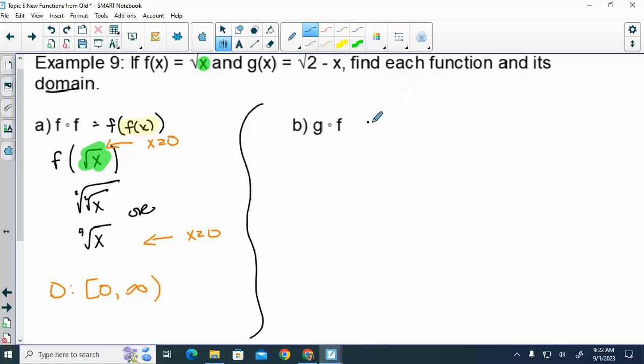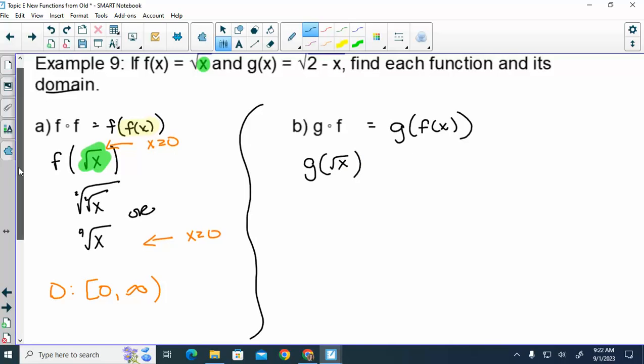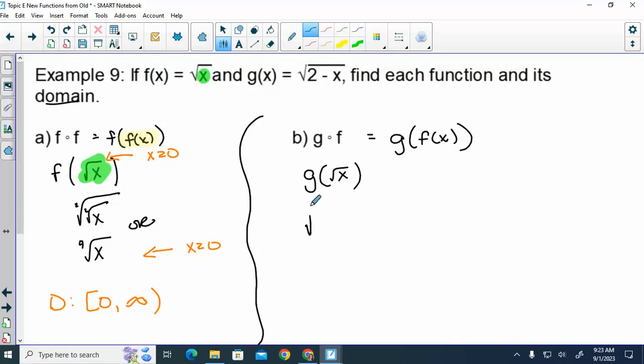Let's look at the next one. This means g of f of x. So start on the inside, f of x is the square root of x. I am plugging that into g. So g is the square root of 2 minus the square root of x. So that's my composition.